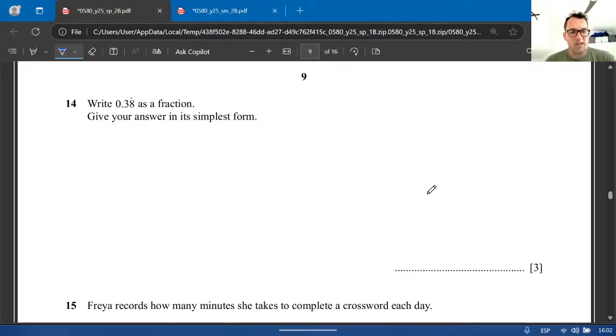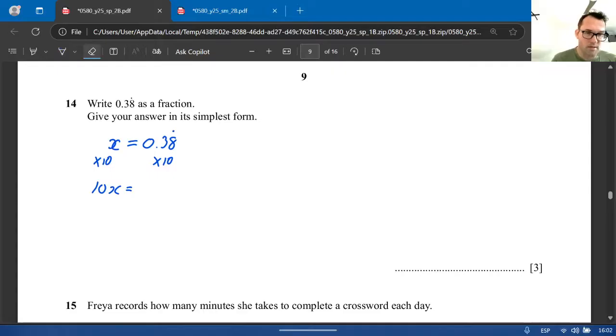Back to question 14. Write 0.38 recurring as a fraction. Okay, there's only one correct method to do this. That is when you make the decimal equal to x. Now my favorite way is simply to do this. There's one number that's recurring, so we're going to multiply it by 10. Another way is to say there are two decimal numbers, so you multiply it by 100. So now it gives me 10x. And we just move the decimal point one space. That will give us 3.8.